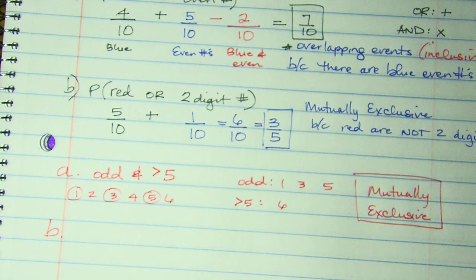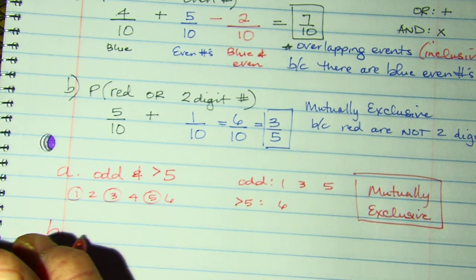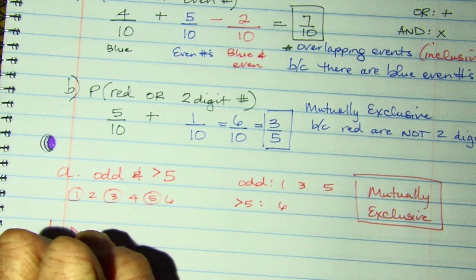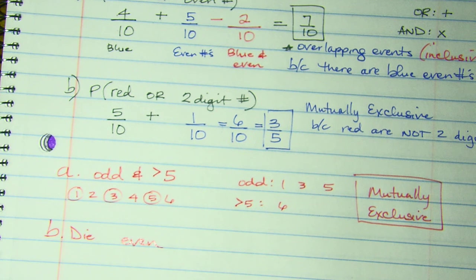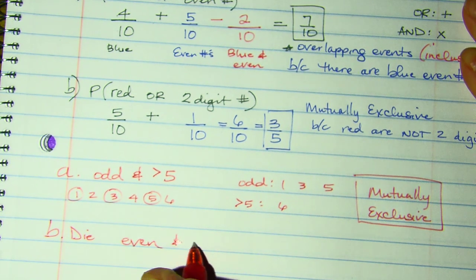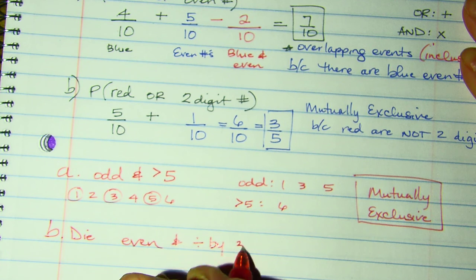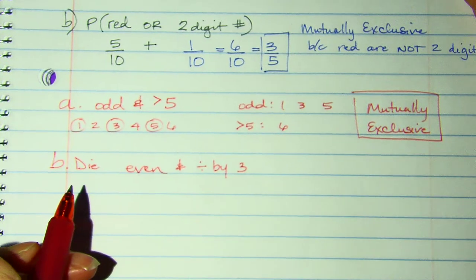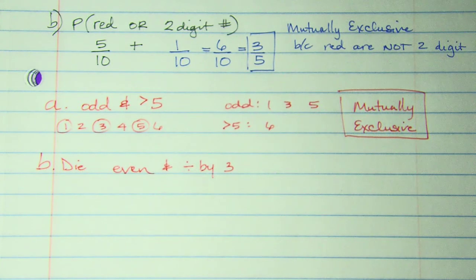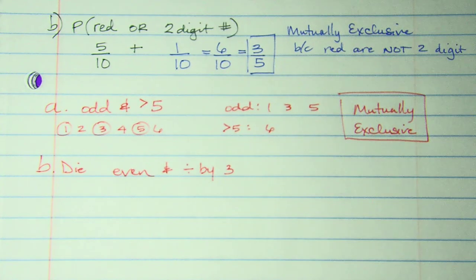Part B. A number cube is rolled once. So I still have a number cube. I still have a die or number cube. What if the number rolled is even and divisible by 3. So I'm going to put divided by 3. So let's list our numbers. I'm not sure why it's slightly blurry today. I don't know if it's my camera. Sorry, I'm wiping my camera.